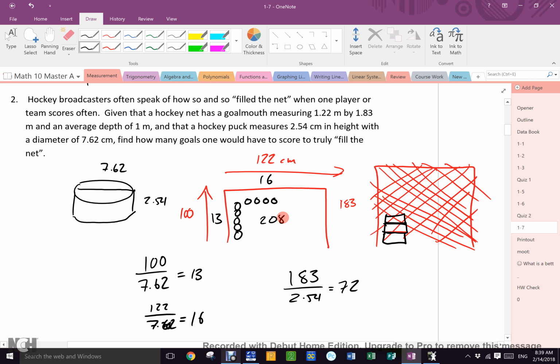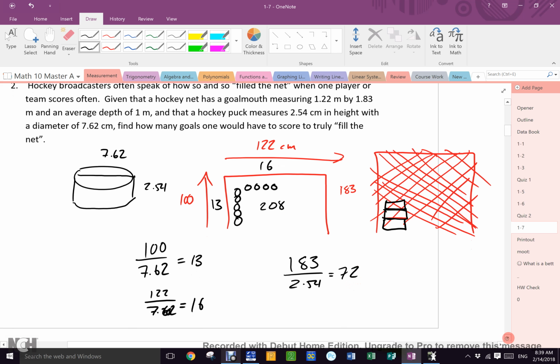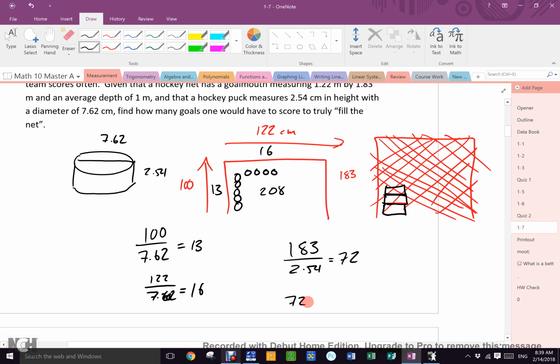Isn't that a prism? Yes. The area of the base is 208 pucks. What's the height? 72 pucks. What do I do with the area of the base and the height? Multiply. What's the volume of every prism? Area of base times the height. Area of the base was 208. The height was 72. So the answer is 14,976.